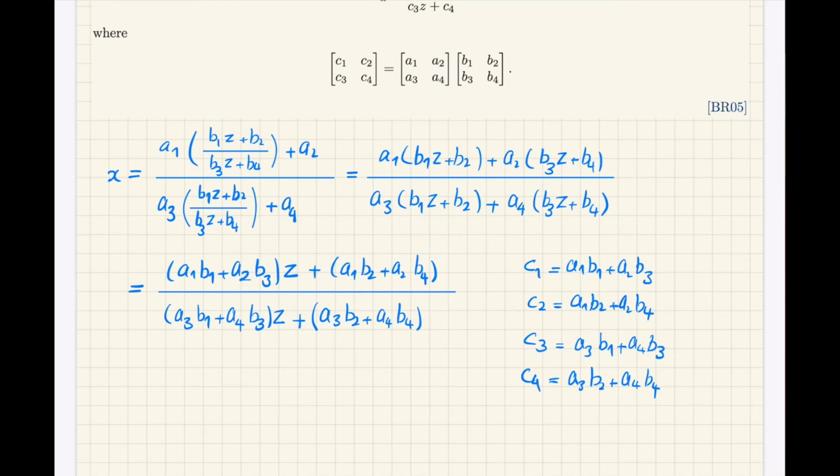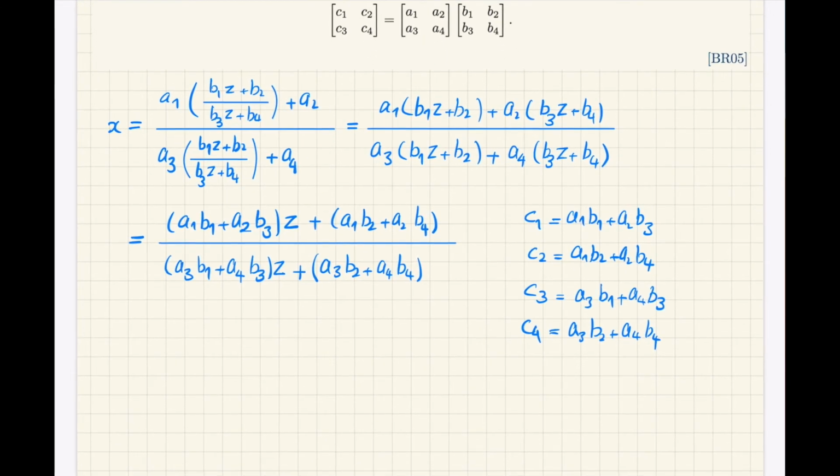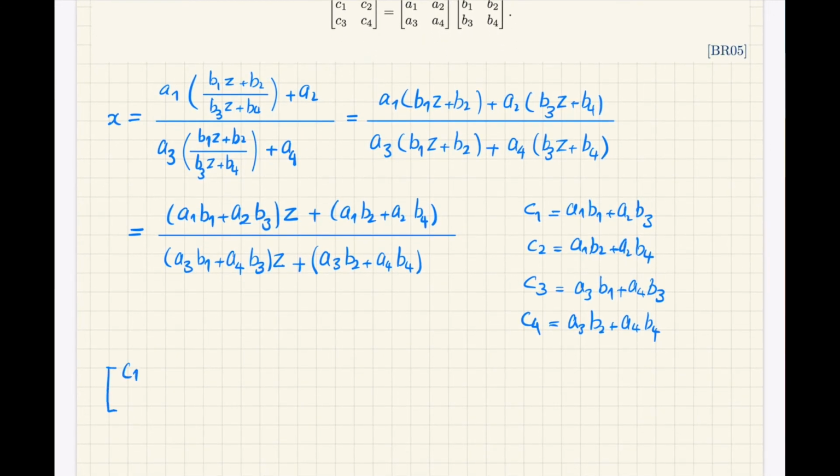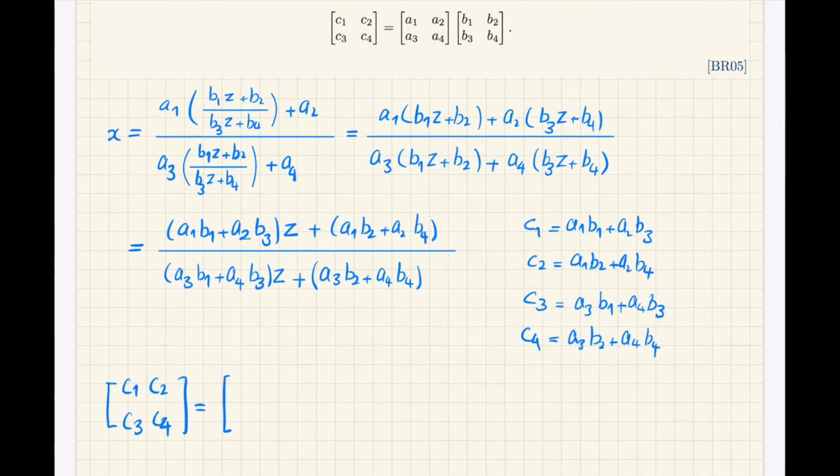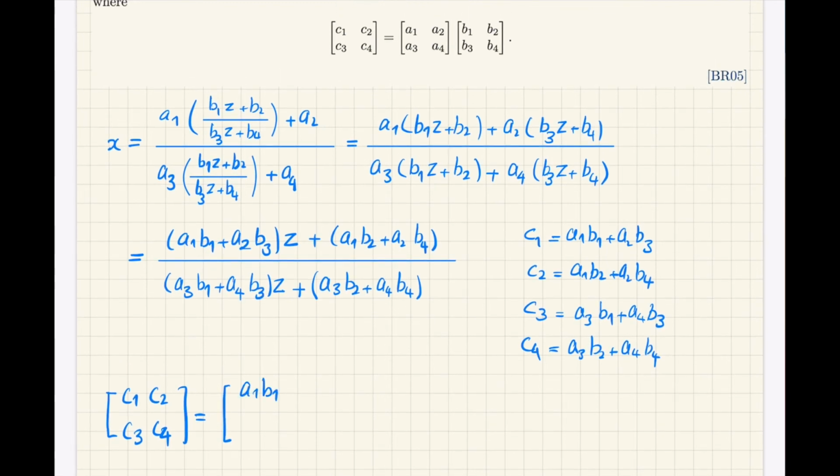Okay, so here I would write it like this. So you see c1, c2, c3, c4 is equal to, I will do this product. So this product is simple to do. Yes, it becomes a1b1 plus a2b3. The next one is a1b2 plus a2b4. The next one is a3b1 plus a4b3. And the next one is a3b2 plus a4b4.